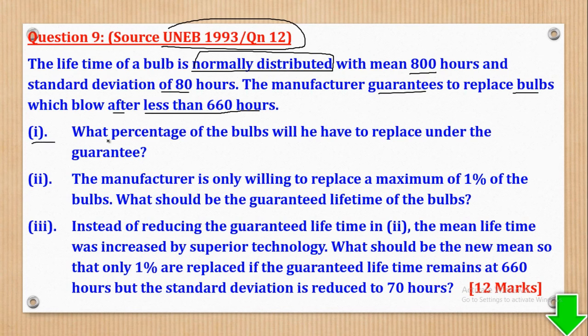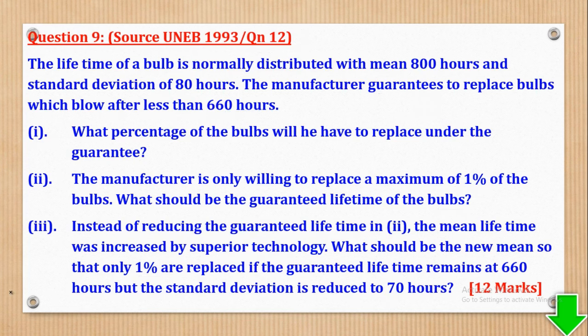Part A, what percentage of bulbs will he have to replace under the guarantee? And part B, the manufacturer is only willing to replace a maximum of 1% of the bulbs. What should be the guaranteed lifetime of bulbs? Part Roman 3, instead of reducing the guaranteed lifetime in Roman 2, the mean lifetime was increased by superior technology. What should be the new mean so that only 1% are replaced if the guaranteed lifetime remains at 660 hours but the standard deviation is reduced to 70 hours?